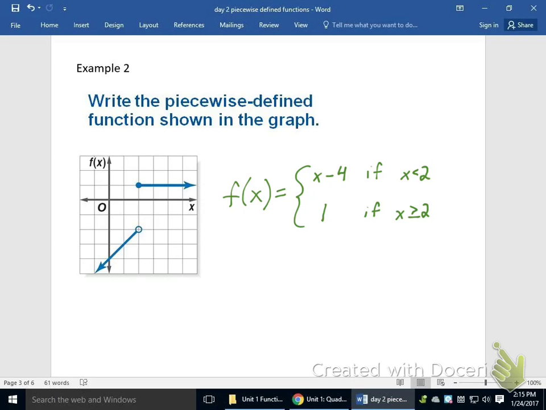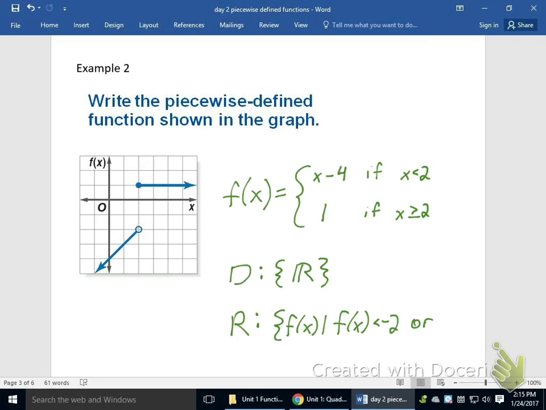I wasn't asked to write domain and range on this one, but I will as a supplement. So the domain here is all real numbers due to the fact that there's no breaks in the x values, where one leaves off, the other one immediately picks up. The range is not all real numbers. First of all, the range could be any value less than -2, not equal to it. So f of x such that f of x is less than -2. Or you could also have an f of x value of 1 right here. So, or f of x equals 1 would be my range. Just wanted to throw that in there even though the problem didn't ask for it.